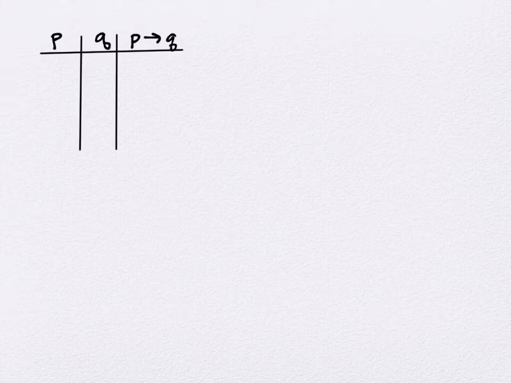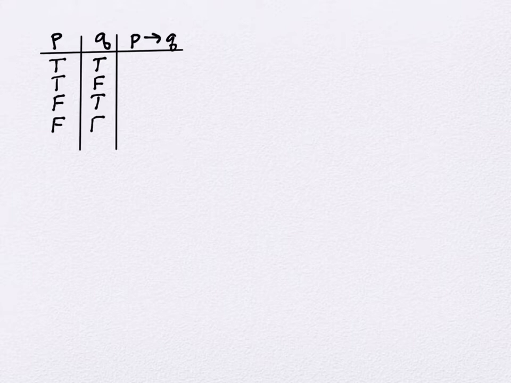Okay, so somebody tell me what you have in the P column. Good. Good. True, true, false, false. And then someone else tell me what's in your Q column. Excellent. True, false, true, false. So no matter what kinds of statements follow, the P and the Q columns always stay the same.